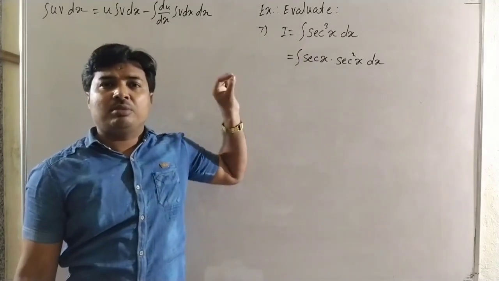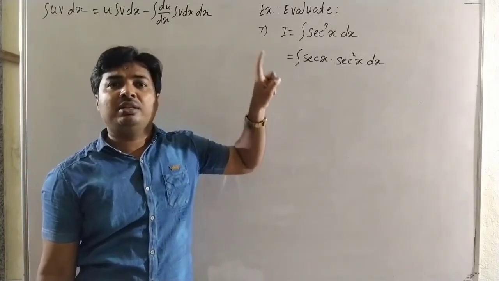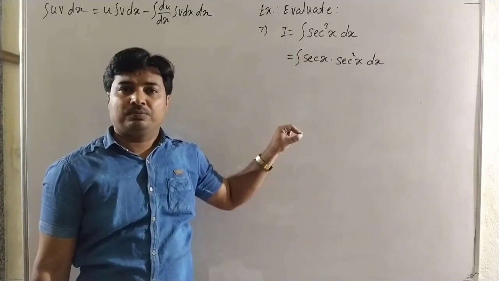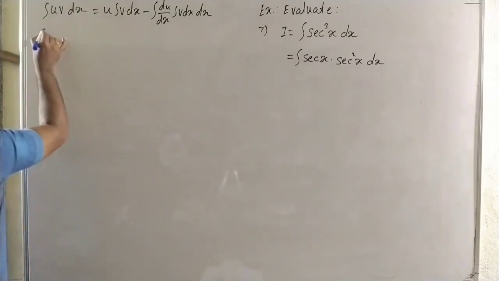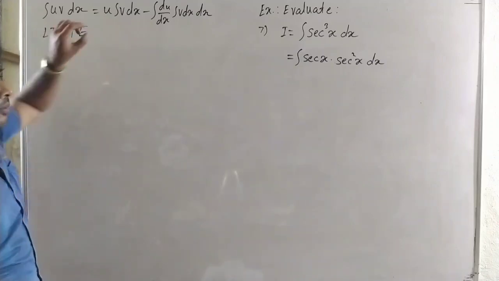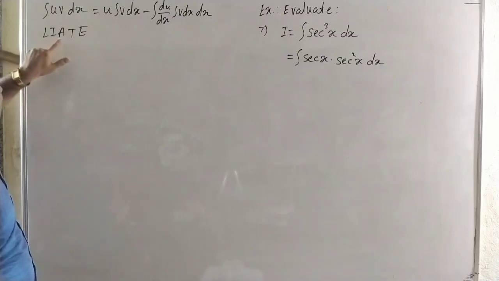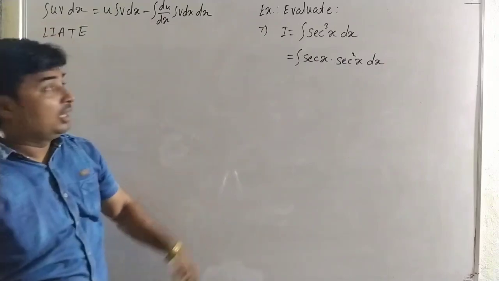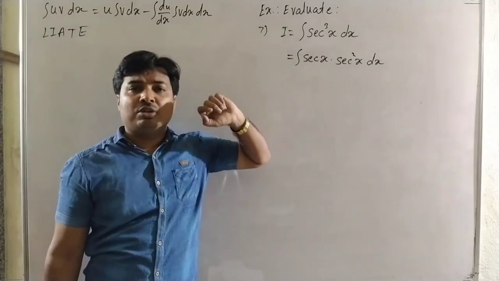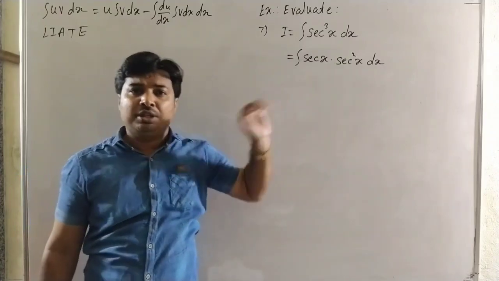Now it is a product of two functions, so we use integration by parts. But in integration by parts there is a rule for the proper choice of the first function and the second function. It is LIATE. That means we take as the first function the one that comes first in the order: logarithmic, inverse, algebraic, trigonometric and exponential. But here both sec x and sec square x are trigonometric functions. So which function do we take as the first and which as the second?